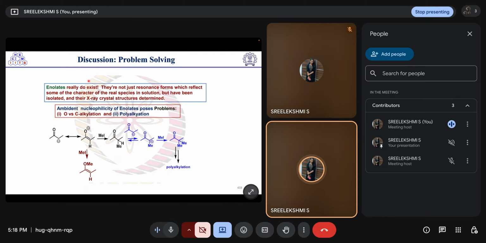Now, enolates are not just resonance stabilized compounds. They really do exist. They are not just resonance forms which reflect some of the character of the real species in solution, but they are actually isolated species, and their structures are confirmed by XRD. So, the ambident nucleophilicity of enolates poses problems like whether O alkylation takes place or C alkylation takes place, and sometimes polyalkylation can also take place.